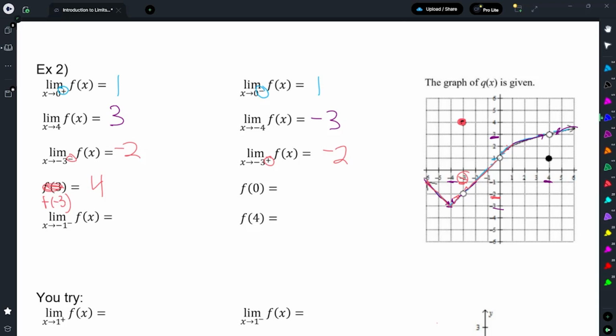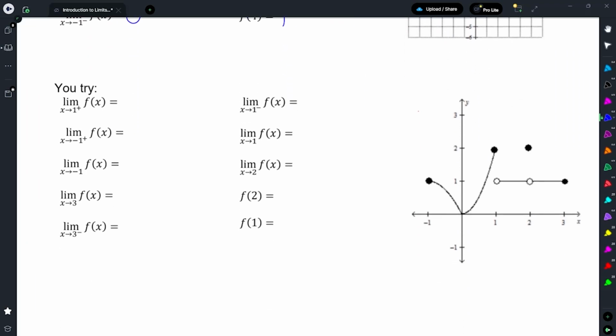F of 0, so when x is 0, I don't see any closed circles or straight lines through x equals 0. So we would say that's undefined. The limit as x approaches -1 from the left side. So here's x equals -1 from the left side. Our y values are getting closer to 0. And then f of 4, again, here's x equals 4. There's a closed dot here at y equals 1, so that would be our value.